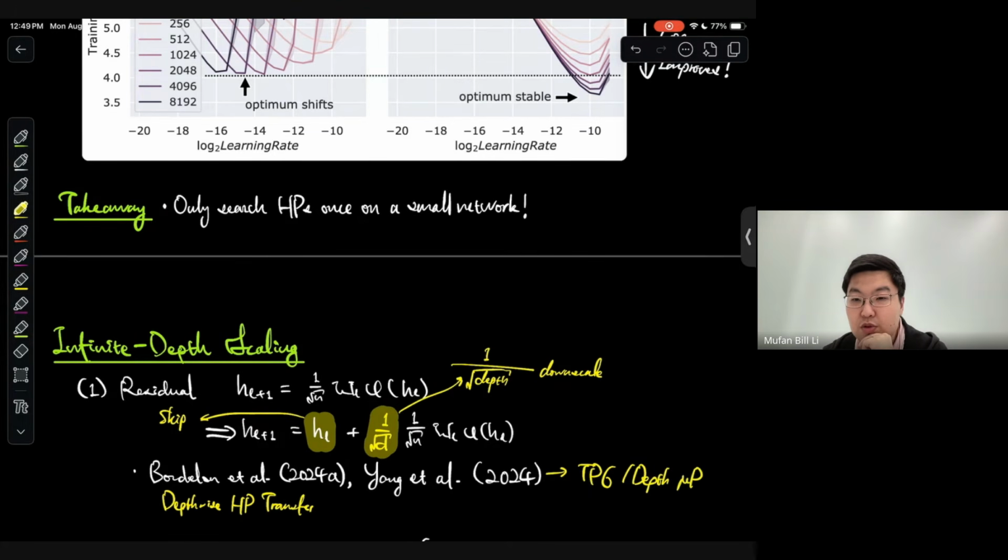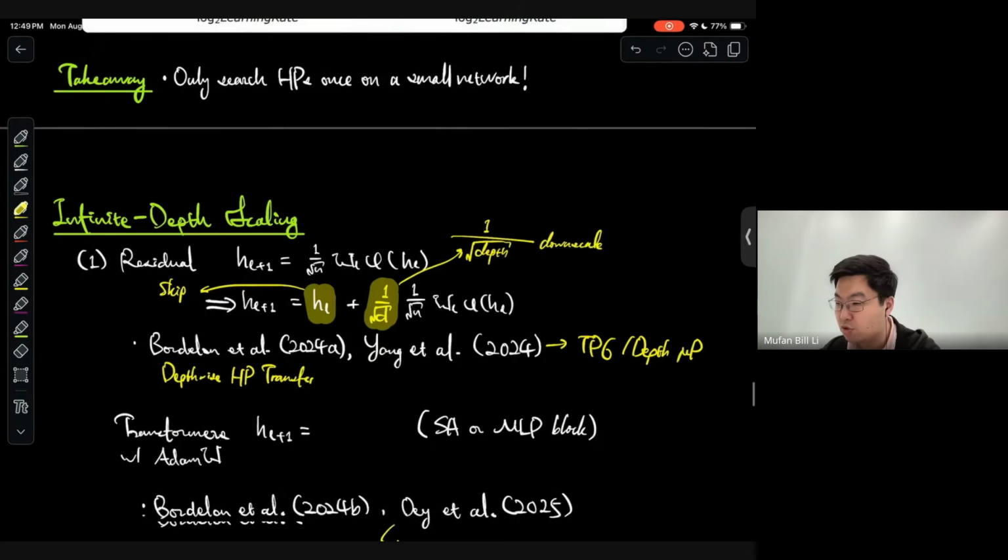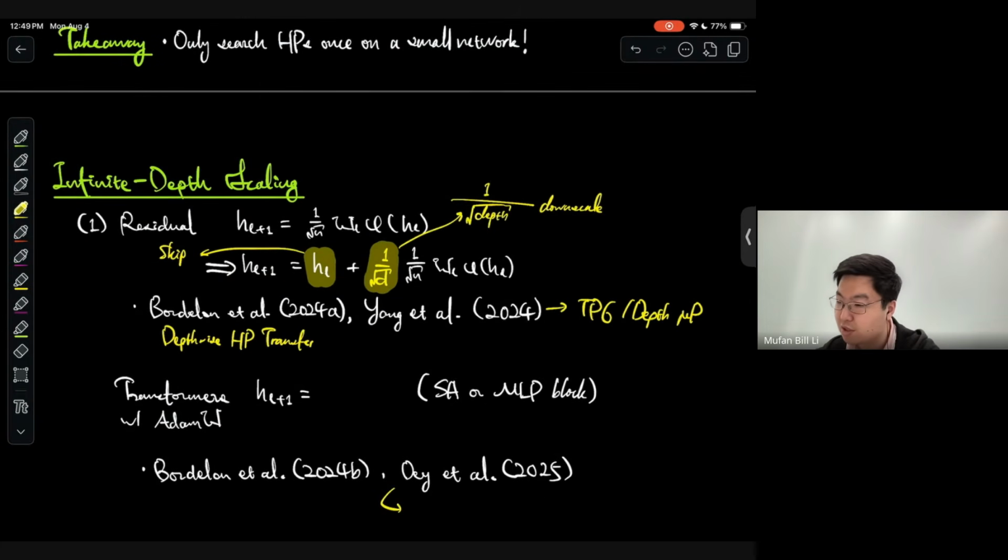Question here: for 1 over depth to the p, are p-only exponents you have seen studying in literature? It's a very good question, actually. Essentially, the short version is that there are only 2 regimes of the scaling. We usually call this alpha. So let me call this 1 over d to the power alpha, and this is the alpha equal to 1/2 regime.